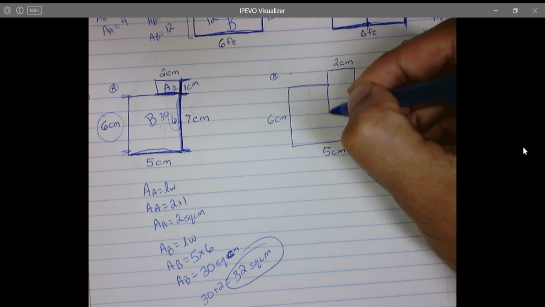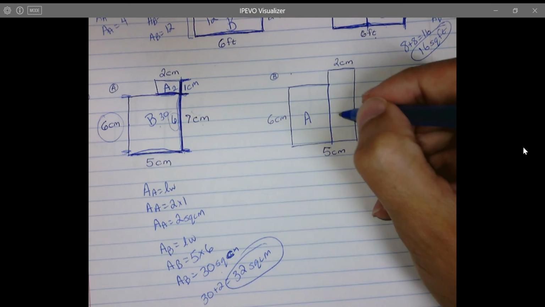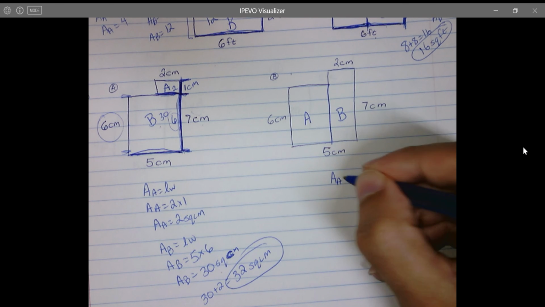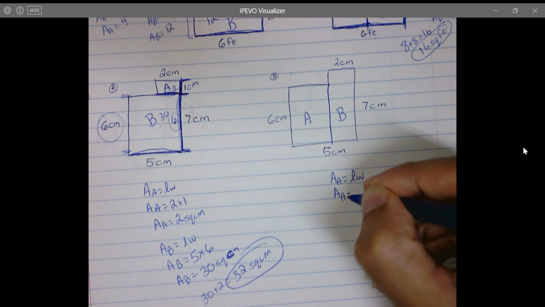vertically. So now I'm left with 2 rectangles. I have A and B. Let's find the area of A. Area is length multiplied by width. Area of A, oh, well, look at this.